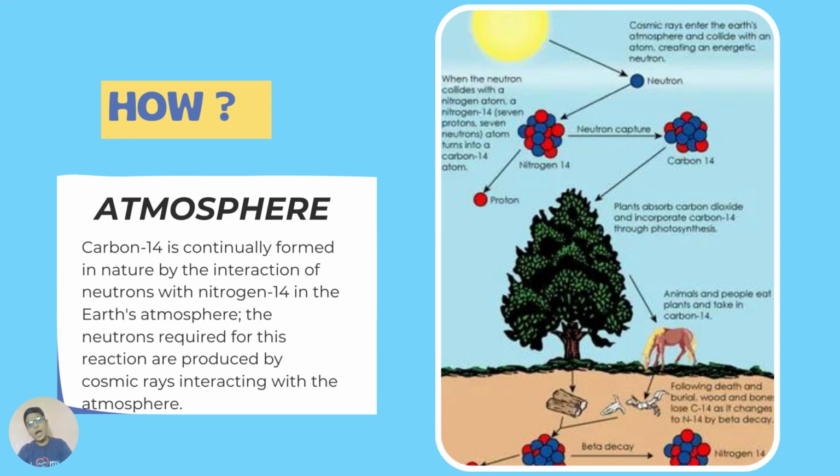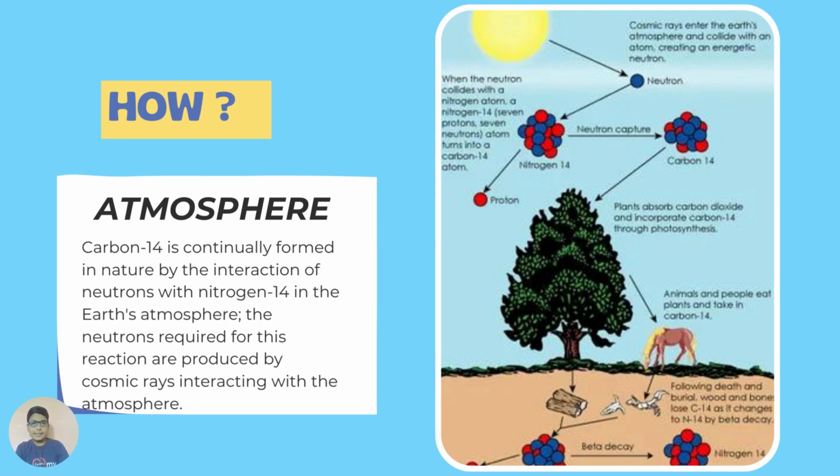Here is how this carbon dating actually works. Let me just tell you, carbon dating starts from the high altitude atmosphere. What happens is carbon 14 is continually formed in nature by the interaction of neutrons with nitrogen 14 in the Earth's atmosphere. The neutrons required for this reaction are produced by the cosmic rays interacting with the atmosphere.